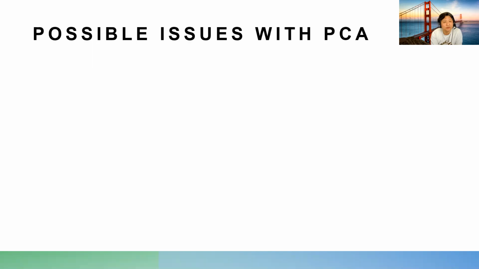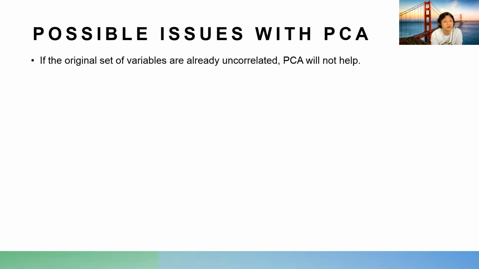Okay, so possible issues with PCA. If the original set of variables are already uncorrelated, PCA will not help, right? Because PCA tries to find the common relationship based on linear combinations. But if your original set of variables are uncorrelated, with very low correlation, in that case PCA will not help. So before you conduct a PCA, you definitely have to check the correlation first.